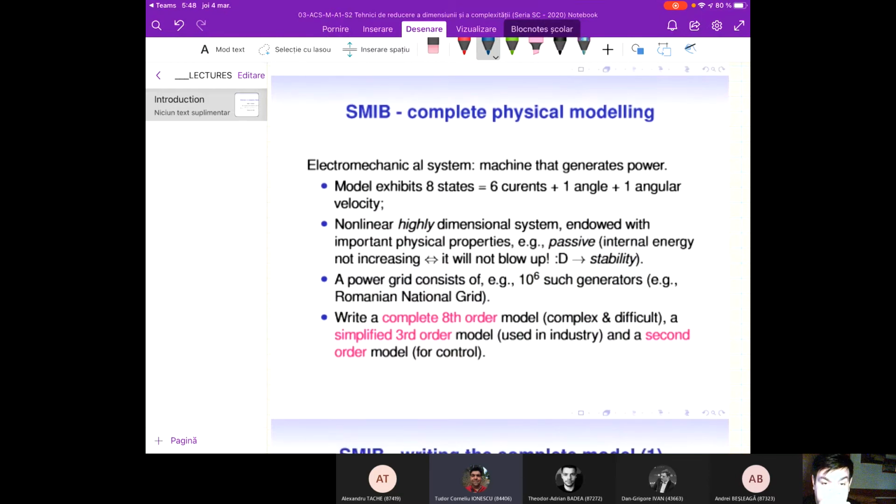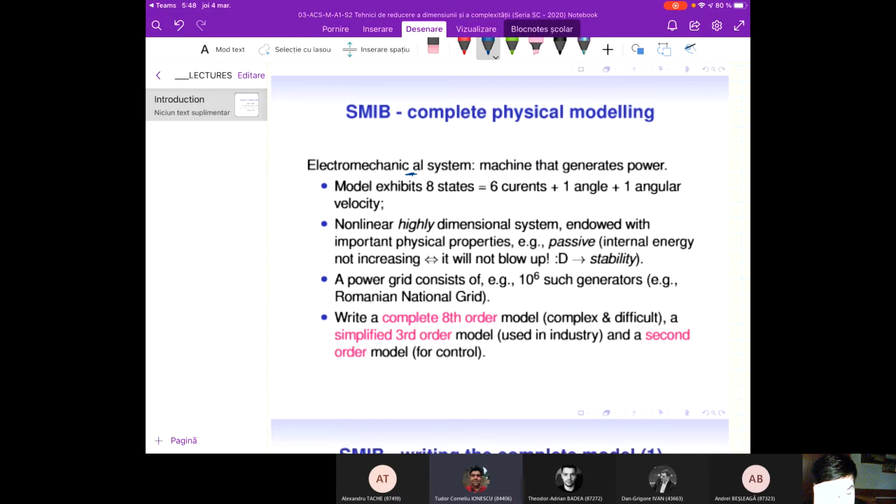Essentially, this is an electromechanical system. It's a machine that generates power. It's an electric motor that is generating power. The model has 8 states: 6 currents, 1 angle and 1 angular velocity. The 6 currents represent the electrical dynamics, the electrical part of the system, and the angular velocity and the motion equation represent the mechanical part of the system.